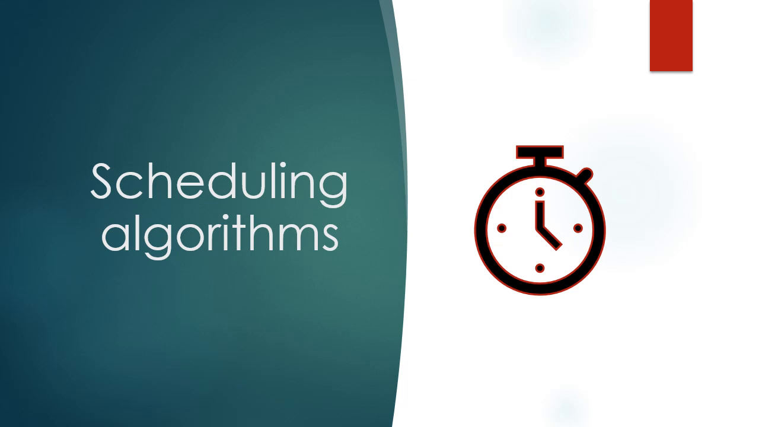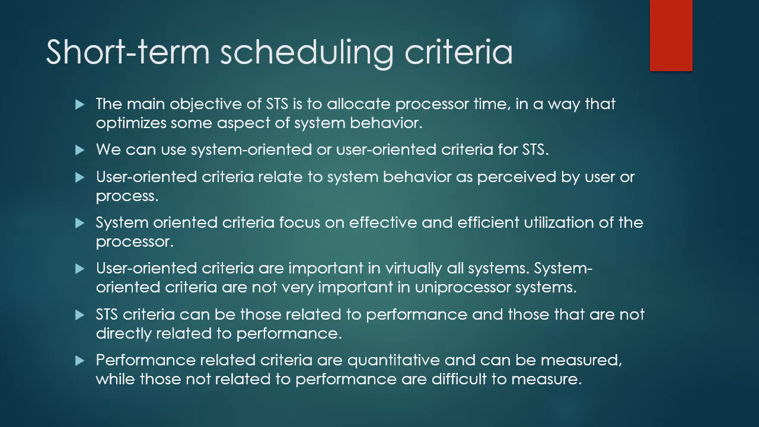Now that we have understood what uniprocessor scheduling is, let us take a look at the different algorithms that exist for uniprocessor scheduling. We are now focusing on short-term scheduling. The main objective of short-term scheduling is to allocate processor time in a way that optimizes some aspect of system behavior. We can use system-oriented or user-oriented criteria for STS.